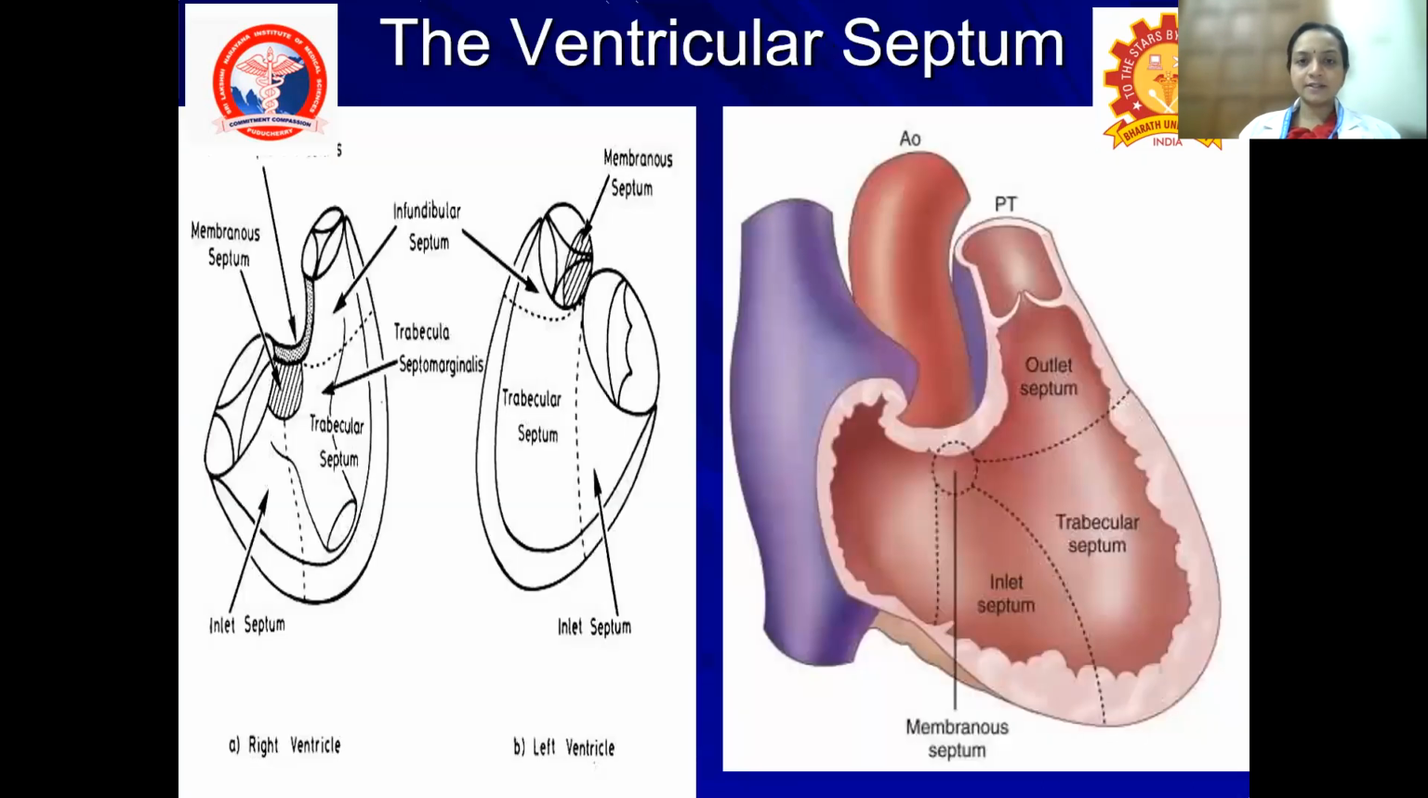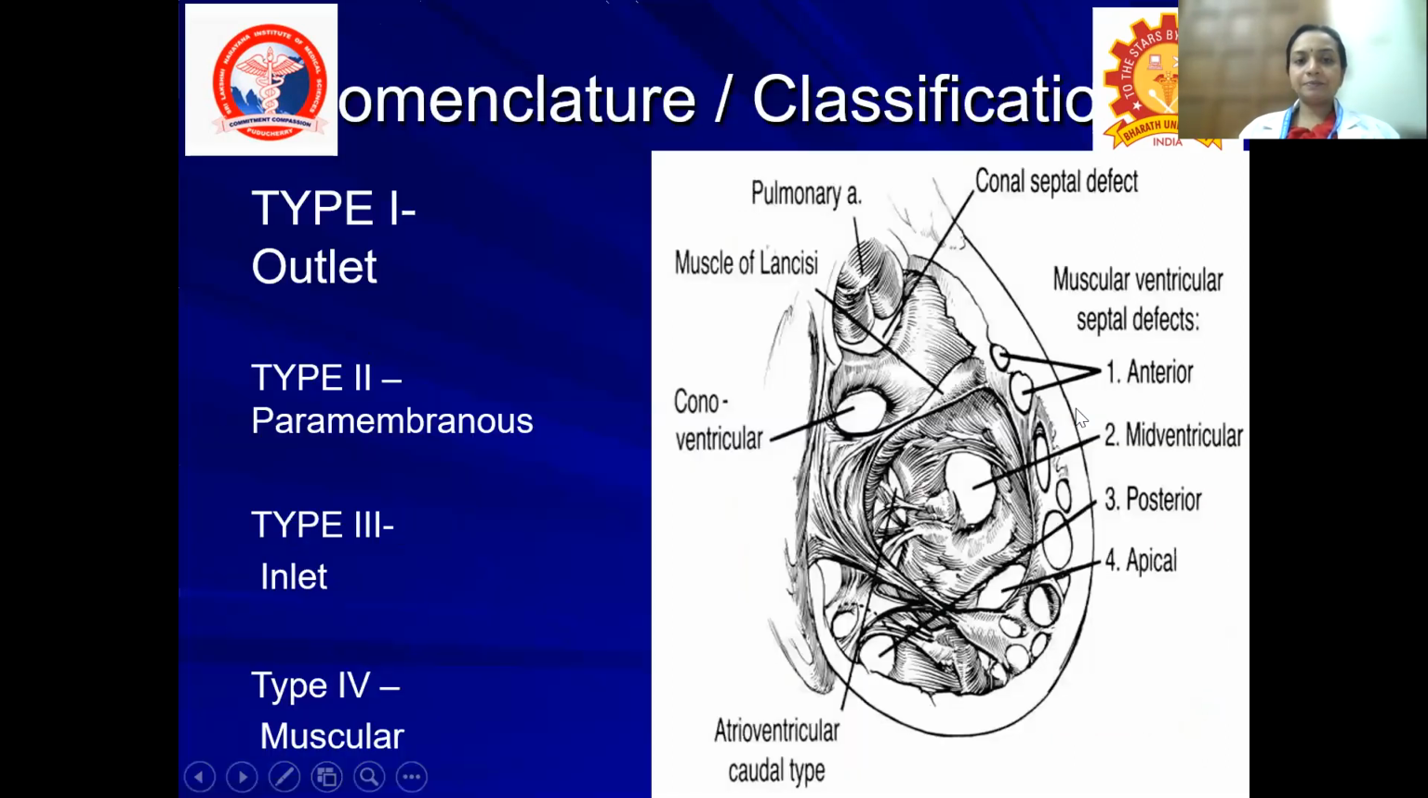Recurrence risk for ventricular septal defects based on parental VSDs is around 2% if paternal and around 6 to 10% if maternal. Here you could see the anatomical division of the ventricular septum. This is the membranous part of the ventricular septum. The remaining would be the muscular portion. And this is the inlet septum, this is the trabecular septum, and this would be the outlet septum.